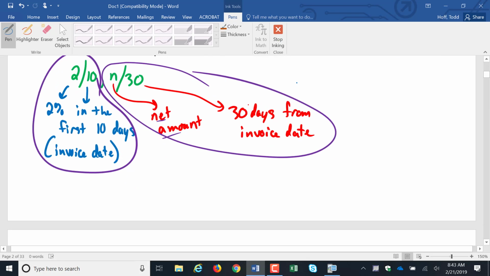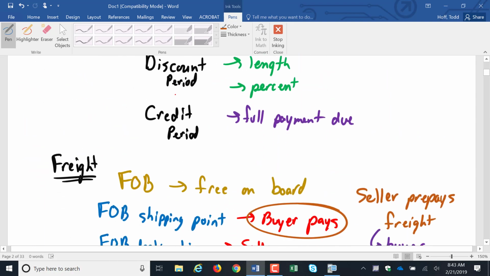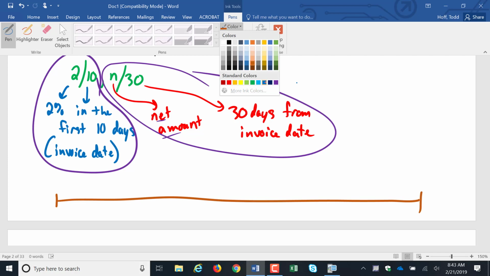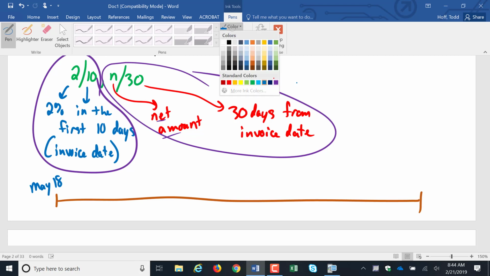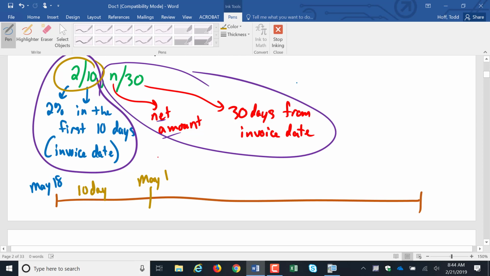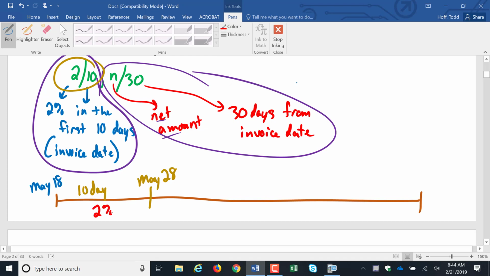So let's say our invoice date from up above here was May 18th, 2019. So my number line is going to start at May 18th. If my conditions are 2/10 net 30 as I have up here, there's a 10-day discount period. That's going to put us to May 28th. In that period of time, if you pay, there is a 2% discount.